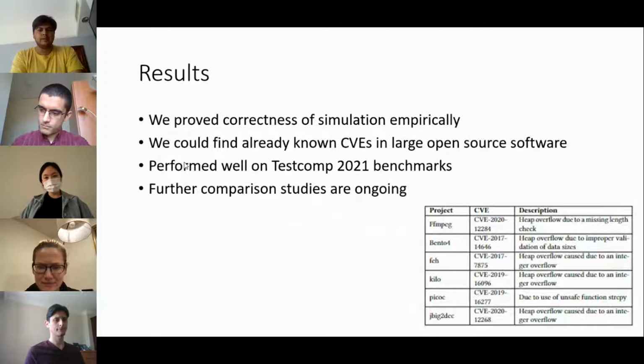Our tool performed well on Test-Comp benchmarks, and further comparison and studies are going on. This is an ongoing project, so we are trying to figure out how much better it performs. Any questions?